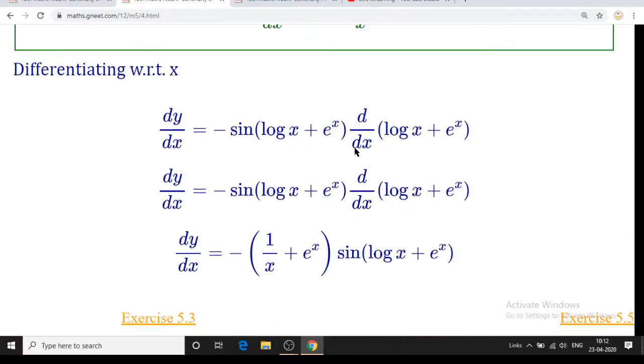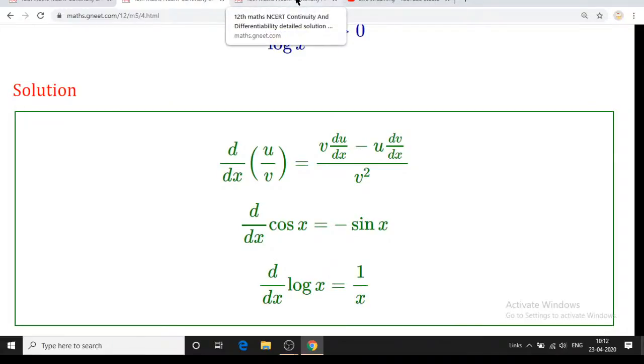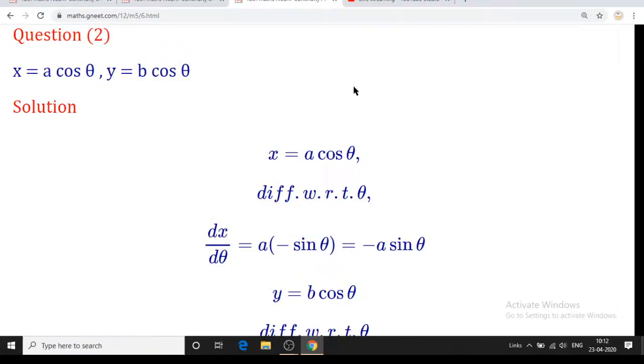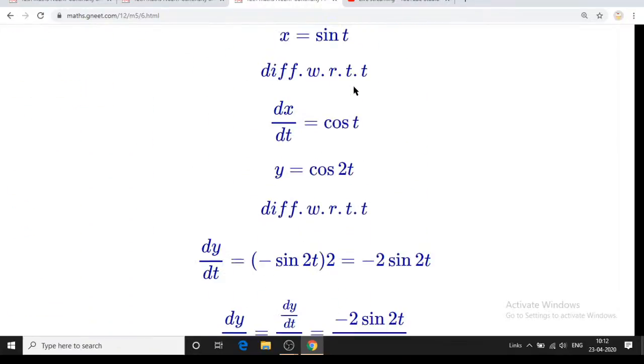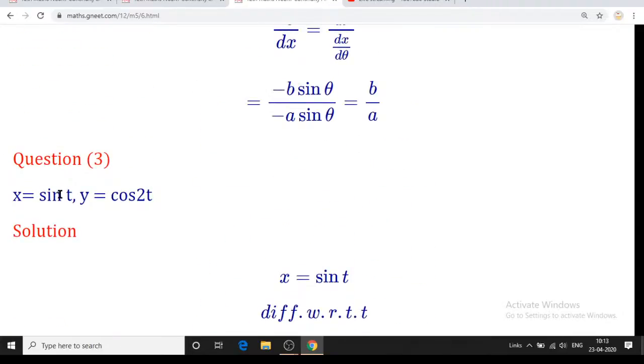Now we will go for certain sums of exercise 5.6, that is parametric. In the parametric, we will take this sum, question number 3. What have they given? x is given as sin t, y is given as cos 2t. x is defined in terms of t and y is also defined in terms of t. So this is called the parametric equation.